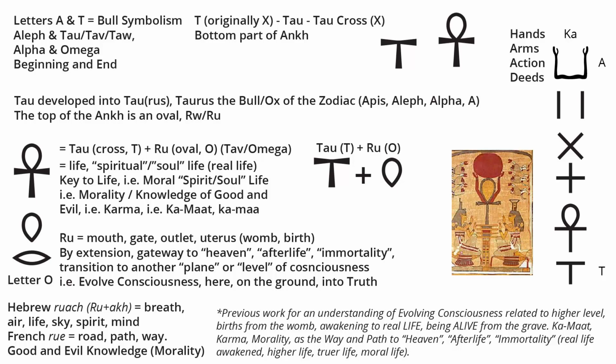Not that we live forever. It's the transition to another plane or level of consciousness. That's what the symbolism of the Ru and the Ankh, the uterus and the womb and the rebirthing and the gate and the mouth. It's the transition to another plane or level of consciousness. Not the transition to another literal plane or a literal dimension, some other place so you can be immortal as a pure energy being, live eternally as a pure energy being. That's not what it's about.